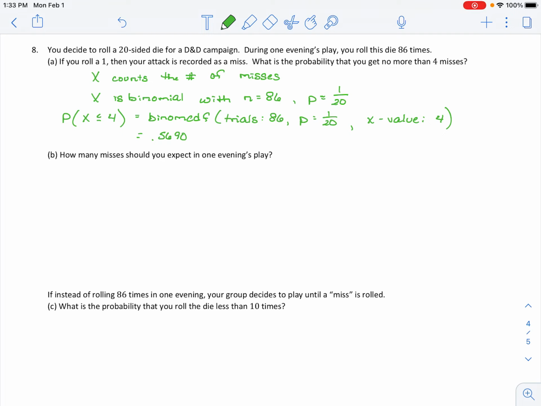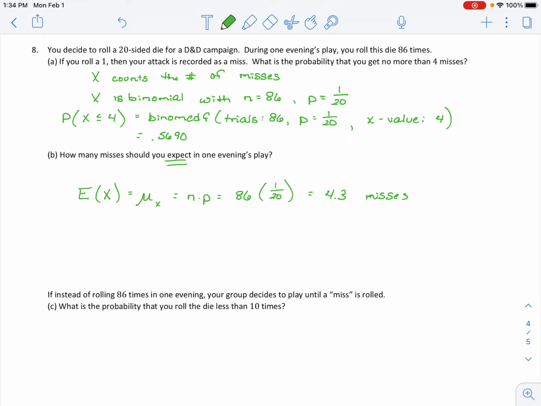How many misses should you expect? When I start talking about how much I'm expecting, this is my expected value. It's the same thing as the mean of my random variable. When it's binomial, this formula is just n times p, meaning if I'm playing 86 times and the success happens 1 out of 20, I just need a 20th of 86. So I'm going to get about 4.3 misses. That's what I should expect.